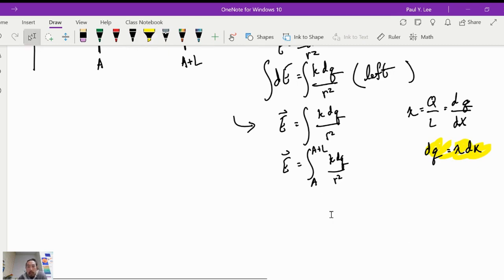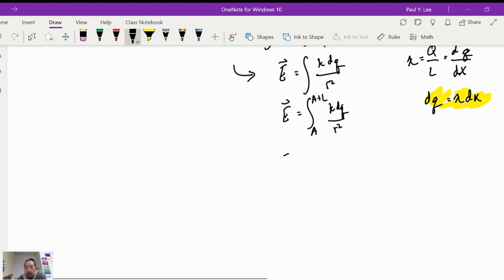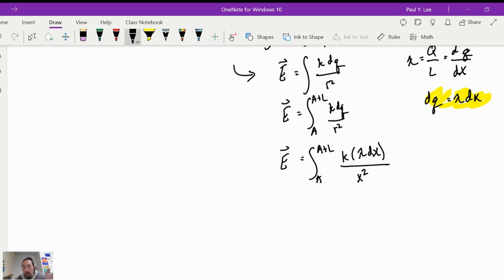So what we're going to do here is a quick little substitution. We have the E field is equal to the integral with lower bound A and upper bound A plus L. I'm going to substitute in that dq, so we get k, and I'll show you my substitution by leaving in parentheses k lambda dx over r squared, but I want to keep everything with the same variable. So instead of calling it r squared, let's call it x squared, like so. If you want to leave it as r squared, that's fine, but just know that your r and your x represent the radial position.